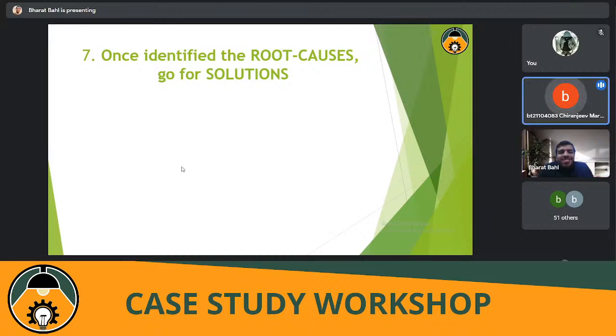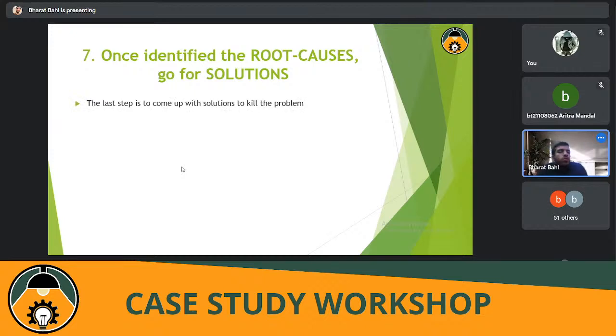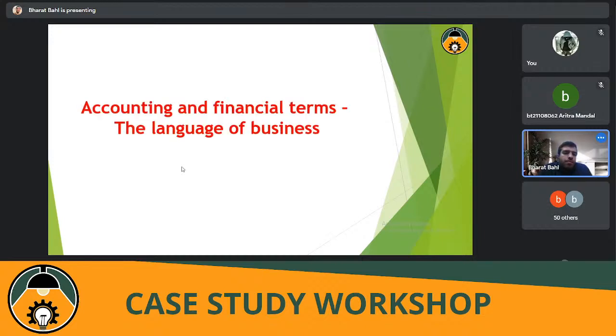Sir, we will have to find the solution also. Obviously, we need to go for the solutions. Exactly. Firstly we will see the root cause, after that the solution. So we need to first of all find the root cause. Once you get the root cause, then you go for some solutions to it. So this is the last step of a basic approach in which you come up with a solution to kill the problem itself. Yeah? Okay.